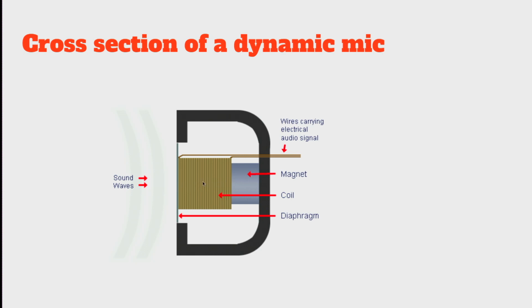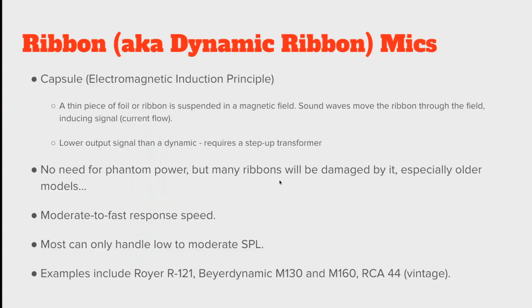And as the coil of wire cuts across the magnetic flux lines of the magnet, that'll induce a current in the coil of wire, and that change in current should correlate pretty closely to the change in position, or rather the velocity of the diaphragm. So that's a good cross-section of a dynamic microphone.